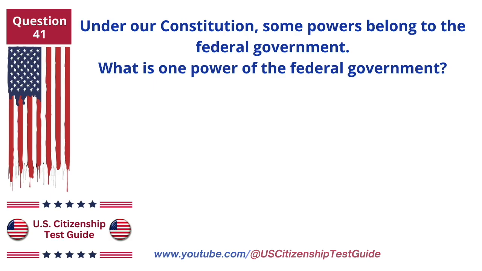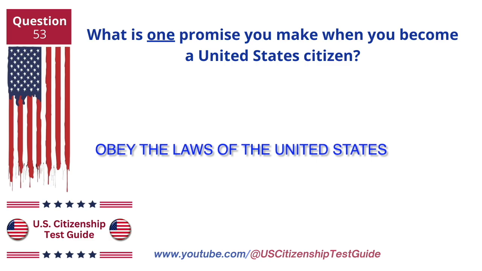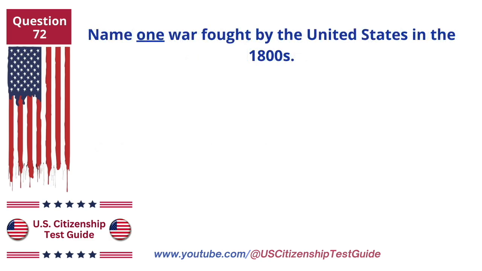Under our Constitution, some powers belong to the federal government. What is one power of the federal government? To print money. What is one promise you make when you become a United States citizen? Obey the laws of the United States. Name one war fought by the United States in the 1800s. Civil War.